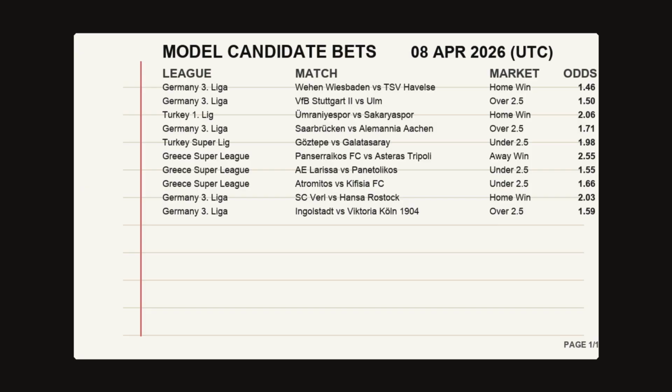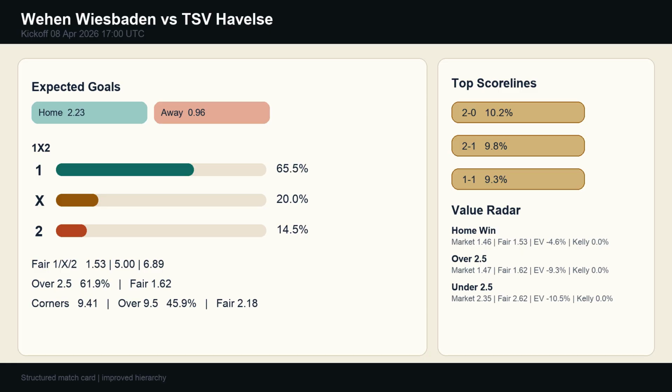We start in Germany with Wehen Wiesbaden against TSV Havelse. The model likes the home side. It sees a clear attacking gap, with Wehen projected around 2.2 expected goals and Havelse below 1. The win probability also leans heavily toward the home team. In pure model terms, this is one of the cleaner one-way matches on the board. The model's message is simple. Wehen should control more of the game, create more chances, and finish above Havelse over 90 minutes.